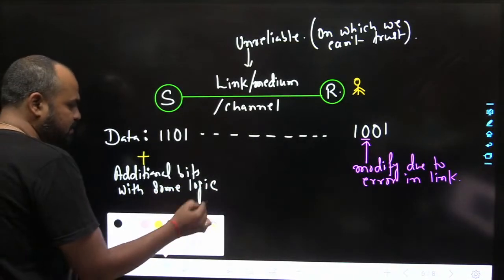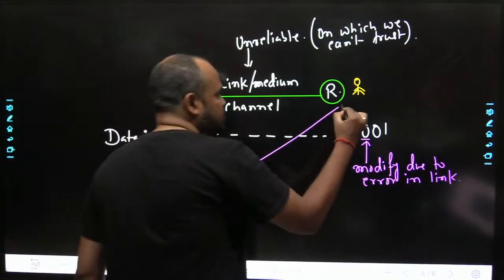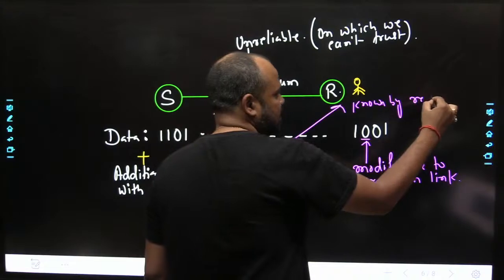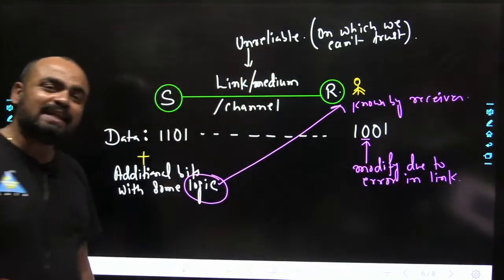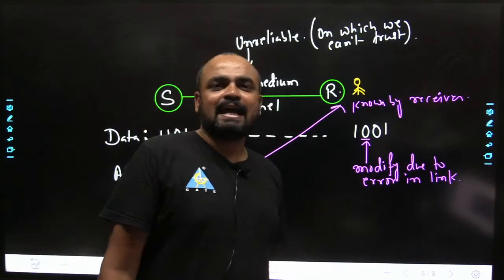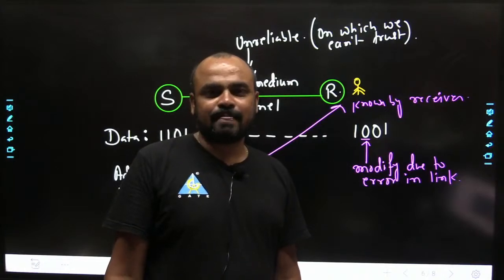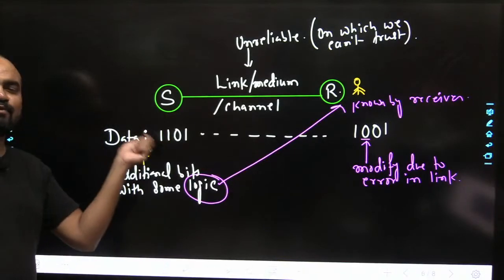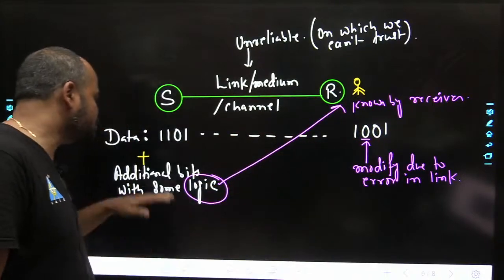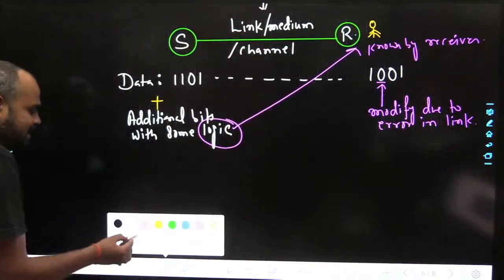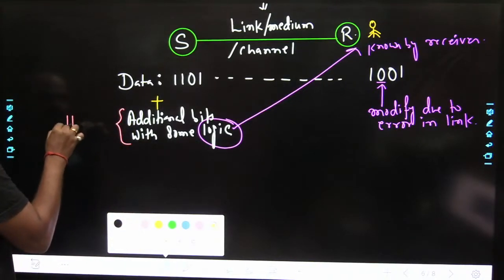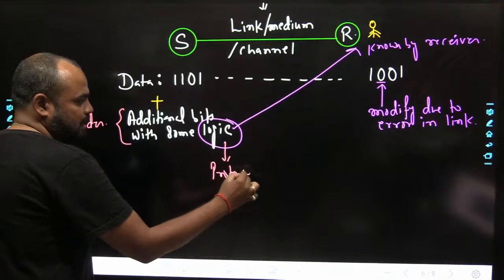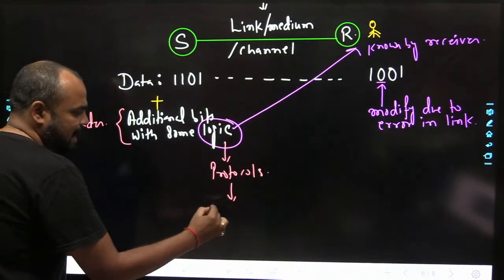And whatever logic it is introducing, this logic should be known by the receiver. Only in that condition will the receiver be able to identify the error inside the data. Clear, everyone? Just tell me. So you cannot just send the data if you want to identify the error inside it. You have to put some additional bits. Whenever we introduce additional bits, this will become part of what? Header. And the logic is nothing but a protocol, and this kind of protocol is called an error control protocol.